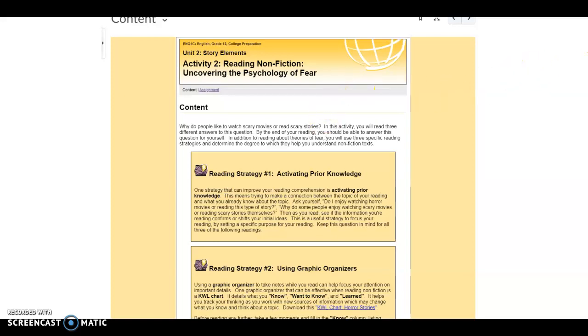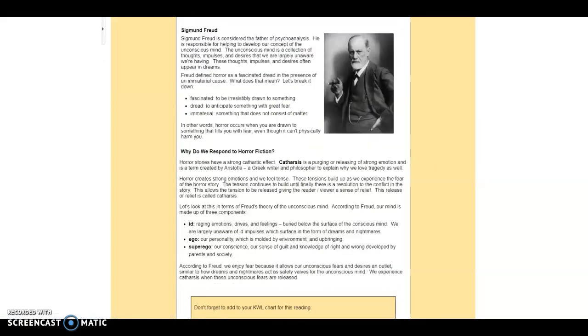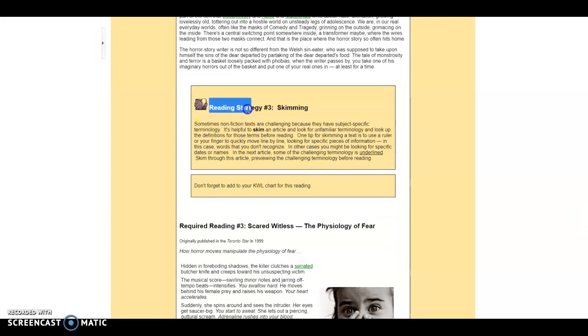If we take a quick look, you'll see the three reading strategies are outlined here. You've got reading strategy number 1, activating prior knowledge. You've got reading strategy number 2, using graphic organizers, and you have an example of a graphic organizer here called a KWL chart. And if you go down further, you'll see reading strategy number 3, skimming. Those are the three reading strategies you're going to have to be familiar with before you can do the assignments.